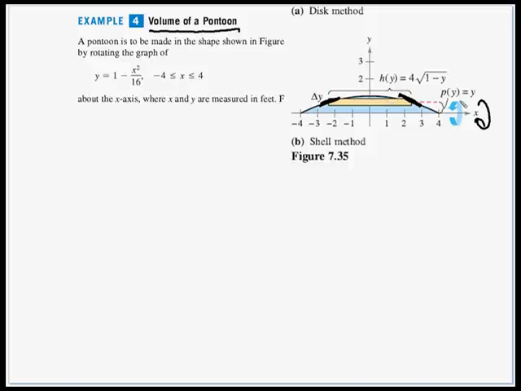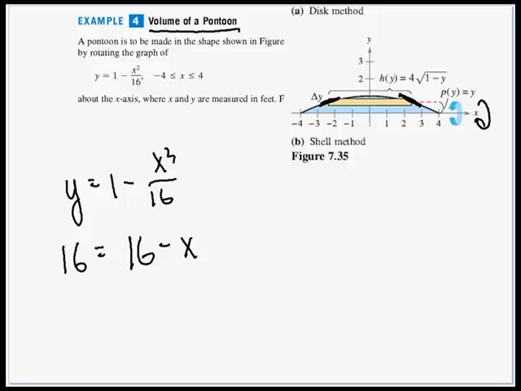So if we wanted to do this, we would have to solve this equation for x. Y equals 1 minus x squared over 16. We would have to solve this for x. I would multiply through by a 16 first. Oops, what did I do? That should be 16y equals 16 minus x squared.